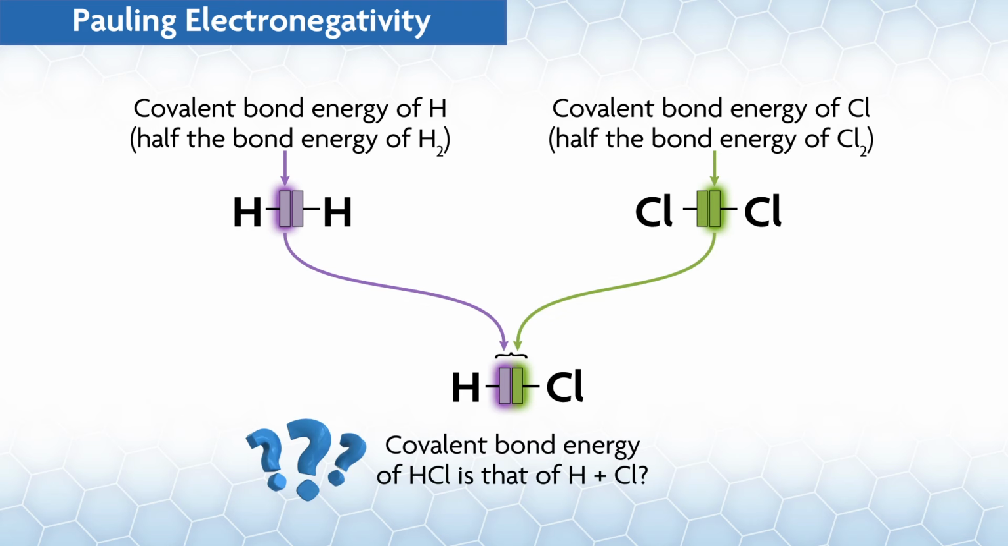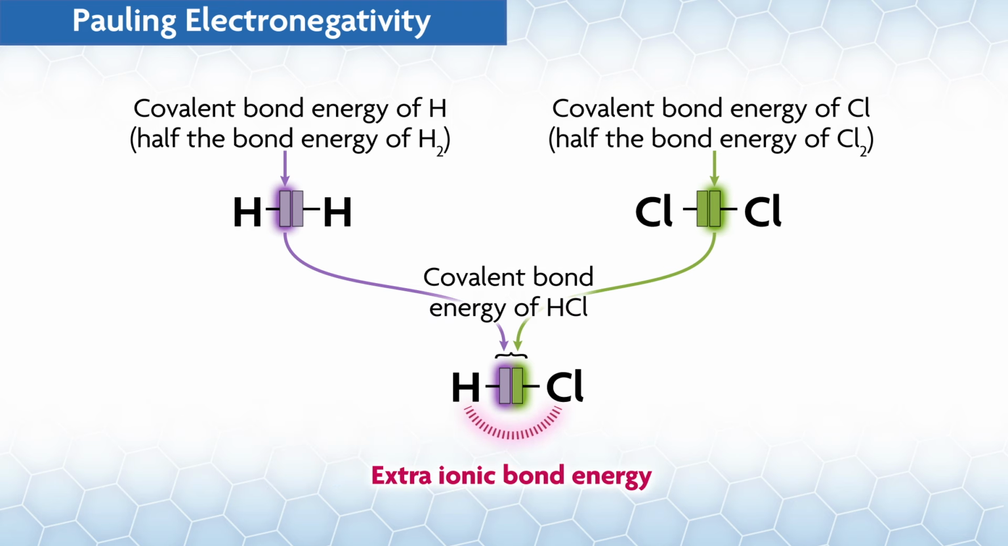So when we make HCl, would the bond energy just be the sum of these inherent covalent bond energies for hydrogen and chlorine? Not quite. What Pauling discovered was that the real bond energy is always higher than that expected for the covalent bond energies. As a result, he postulated that there must be some ionic effect that adds to the covalent bond energy. In other words, polarizing the bonding electrons, like we showed earlier, leads to an additional stabilization.